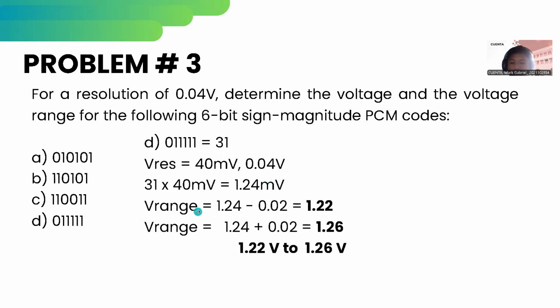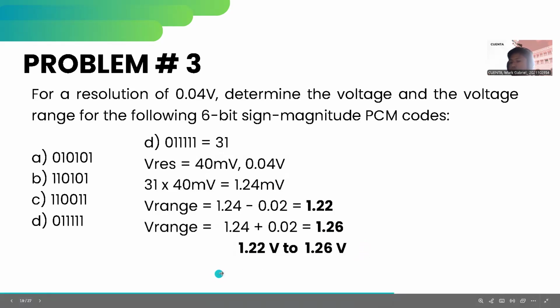So moving on, V range is equal to 1.24 minus 0.02 is equal to 1.22, and 1.24 plus 0.02 is equal to 1.26. With the voltage range of 1.22 volts to 1.26 volts.